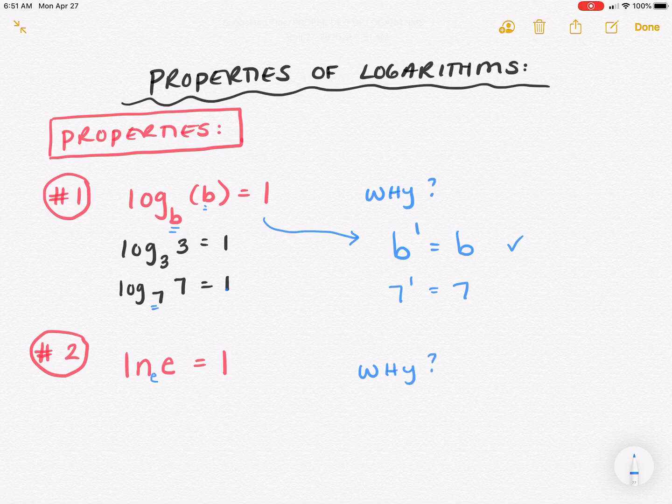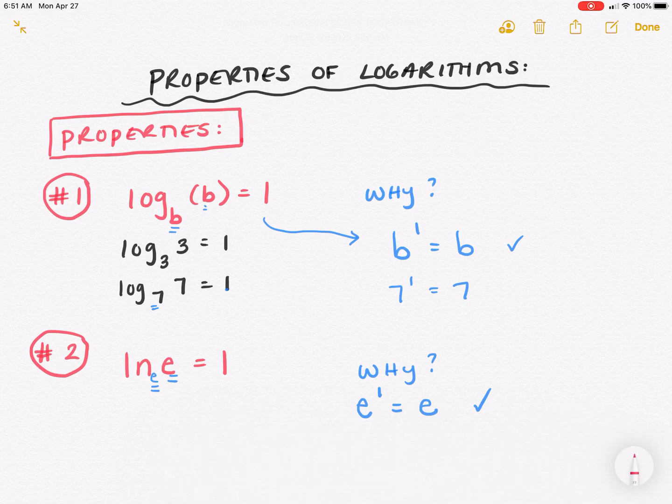Again, logarithms have base e. So if I take this base e that's assumed and raise it to the first power, it will equal this e right here. So check. I think it's pretty easy to see why this works. So these two properties are basically the same. It says that if you take the log of a number and that number is the same as the base, it will equal 1.